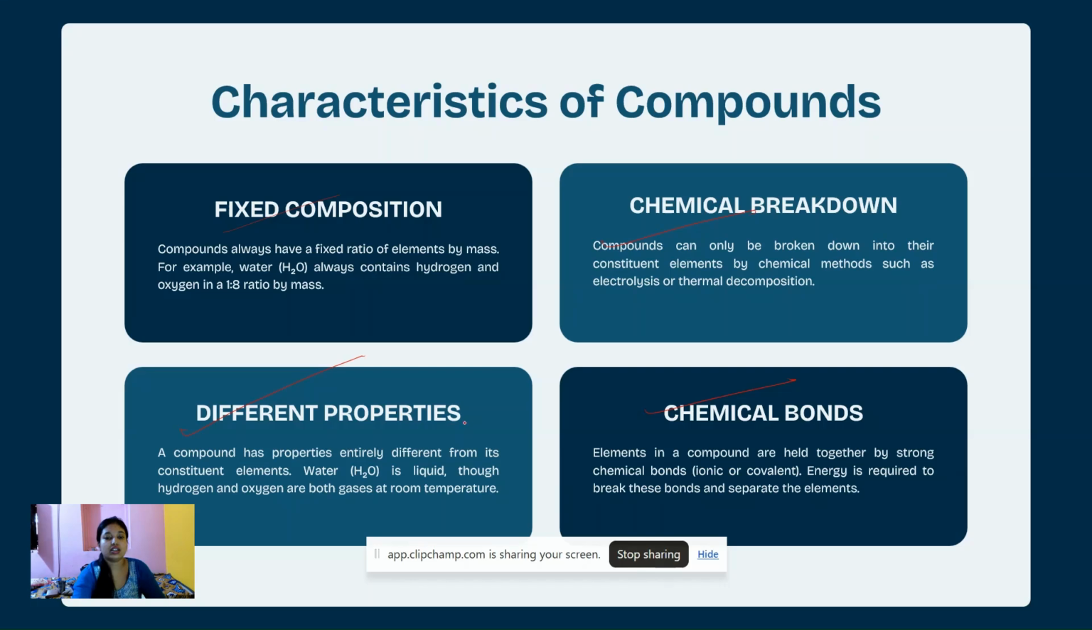The next thing is, what are compounds? A compound is a substance made up of two or more elements chemically combined in fixed proportion. Compounds have completely different properties from the elements they are made of. They can only be separated into their constituent elements by chemical methods, not physical ones.